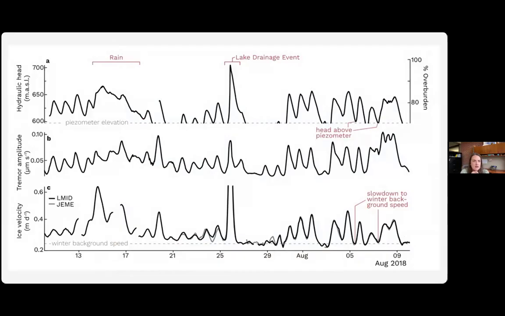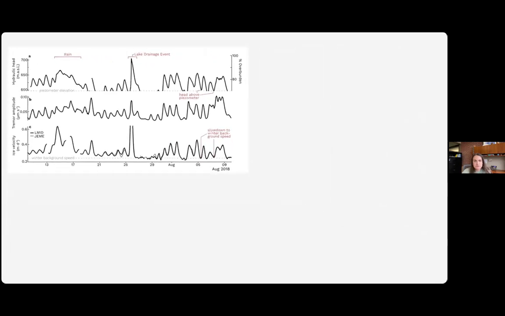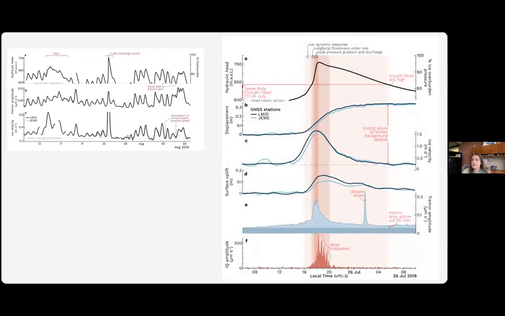The important thing here is that there's a big spike in the middle where we have a giant increase in our hydraulic head, and then we see a very significant increase in our ice velocities, or our sliding speeds. And that was caused by this lake drainage event that occurred many kilometers up glacier. The subglacial flood wave drained past our site, so we captured that with our moulin.